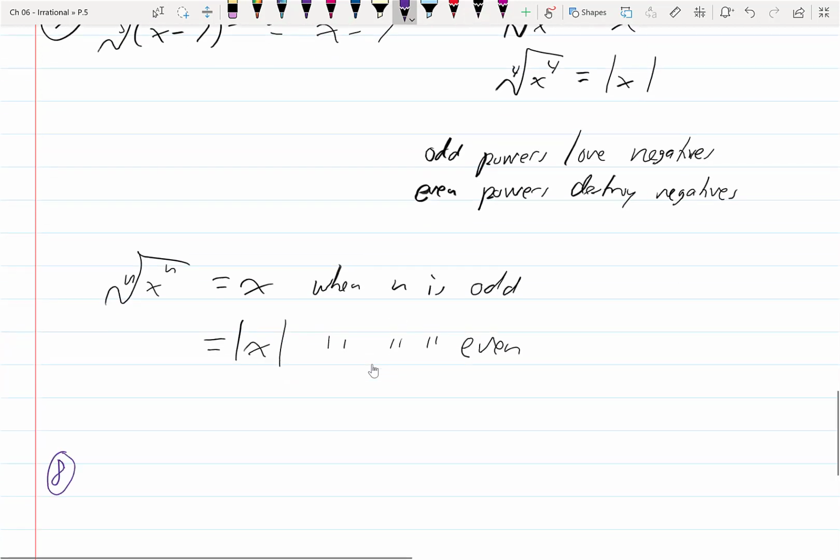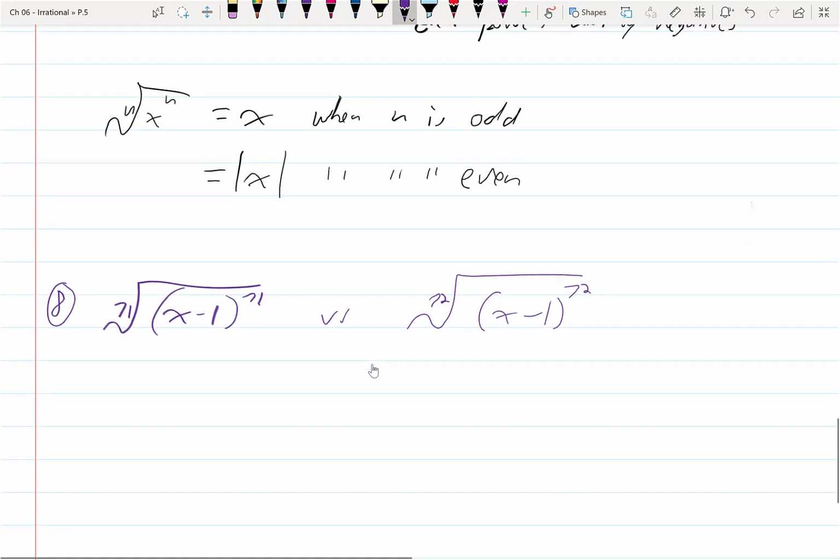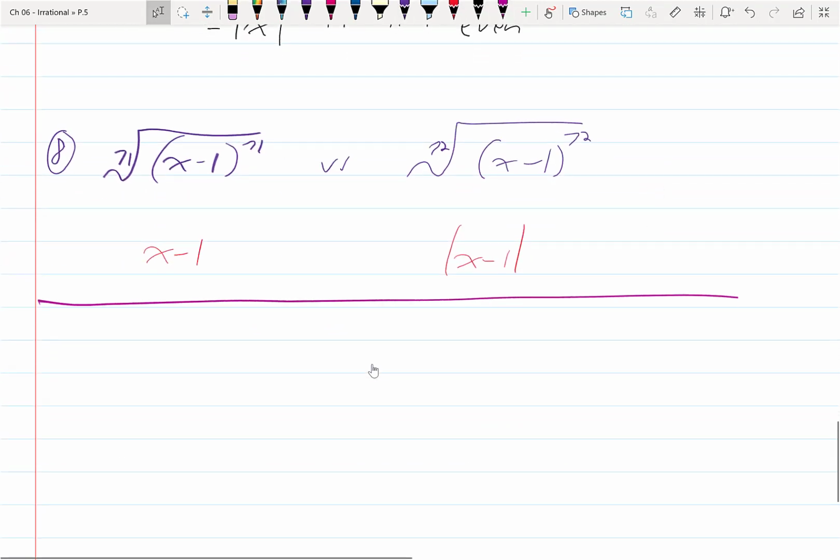So wrestling with that for a little while, the difference between the 71st root of x minus 1 to the 71st versus the 72nd root of x minus 1 to the 72nd. The left one is just x minus 1. The right one is the absolute value of x minus 1. So given this, this is actually going to make the next assignment a little bit more complex than you might think it would be.